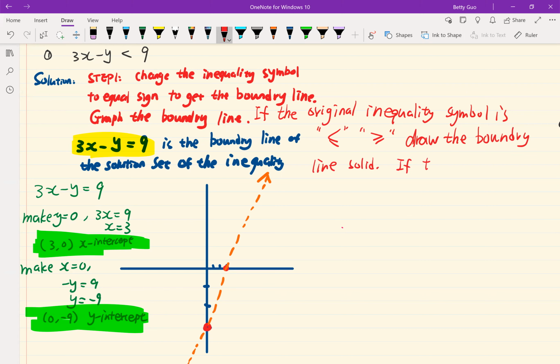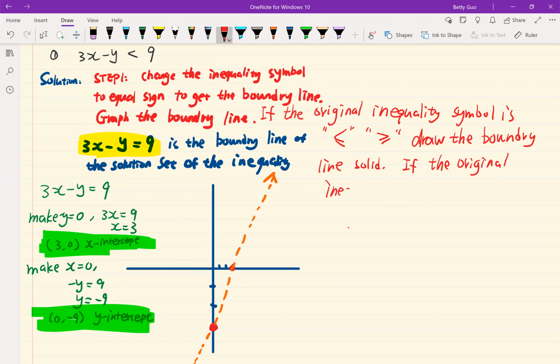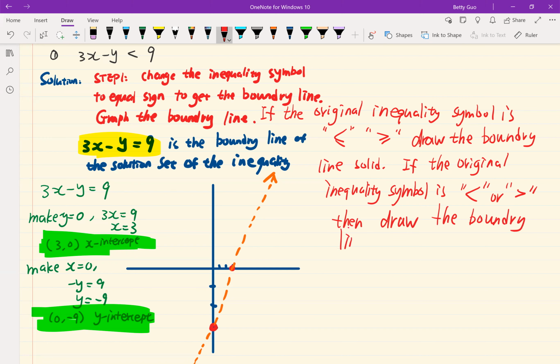If the original inequality symbol is strictly less than or strictly bigger than, then draw the boundary line dashed. Sorry, my writing is not the best. It's really hard to write in this position. Okay, make sure you have that sentence in your note.